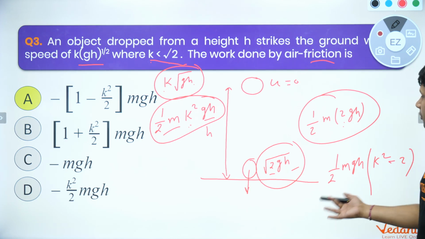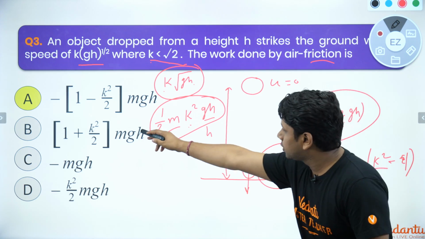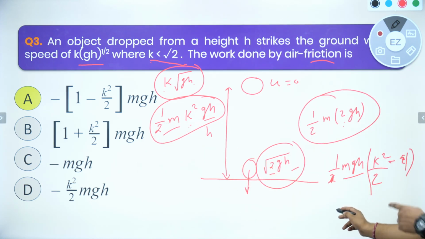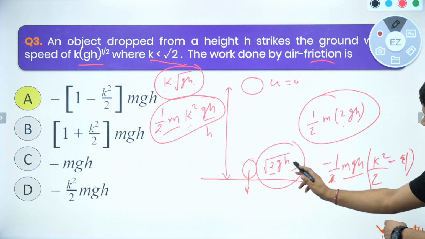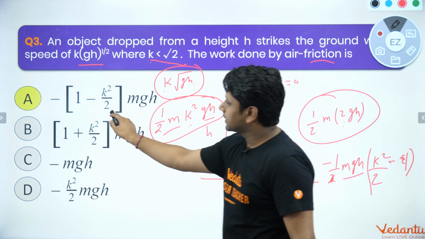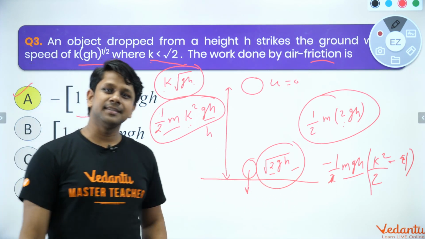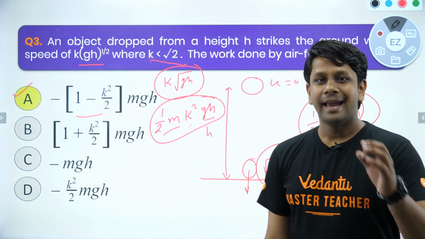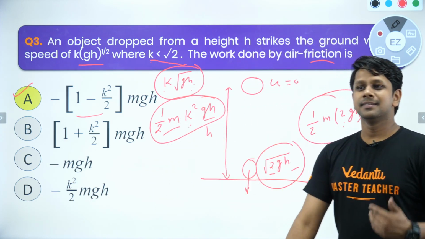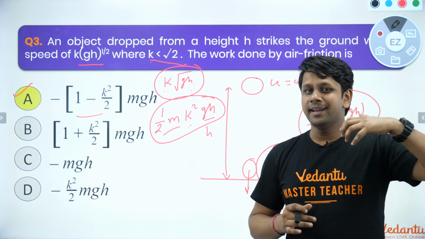Now just थोड़ा सा इस इक्वेशन के साथ खेलो आप. 2 you can take inside, तो it will become k square by 2. 2 by 2 would become 1. This 2 is gone. So देखो क्या मिल रहा है आपको? k square by 2 minus 1. mgh is outside. Just write a minus sign and you can write 1 minus k square by 2. देखो ये आ जाएगा आपका आंसर, which is A. तो सिंपल बना दिया देखो, है ना? Just take the energy which is expected, energy which you are actually getting, subtract them. The loss in energy is the work done by air friction.